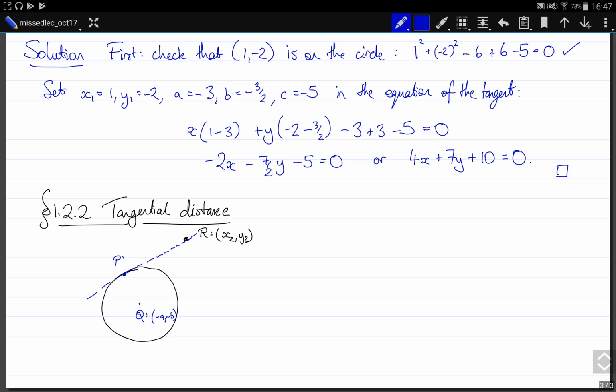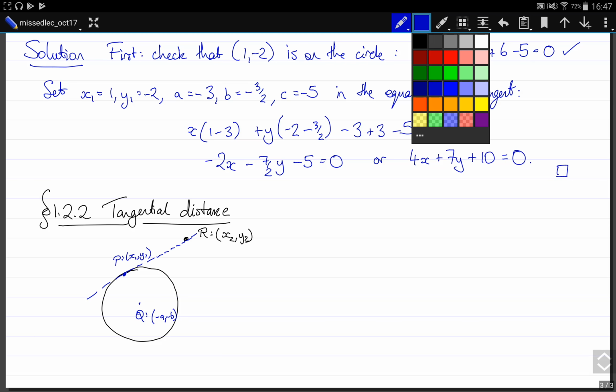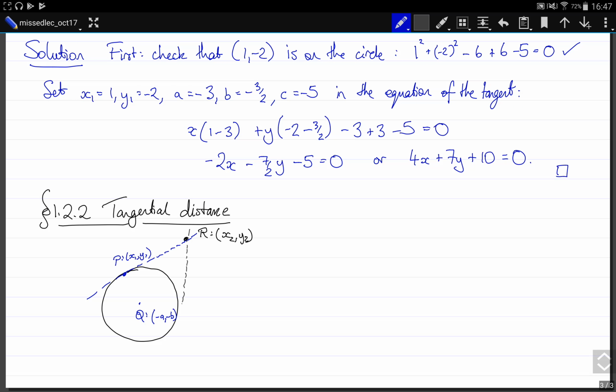And so let's call P the point where the tangent meets the circle. And of course there are actually 2 points where a tangent to the circle goes through R, the other one being there, but the tangential distance is the same. So for the sake of clarity, I'll remove that. And this is the tangential distance. So let's write this as a definition.